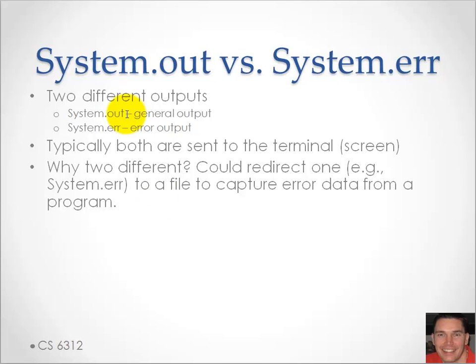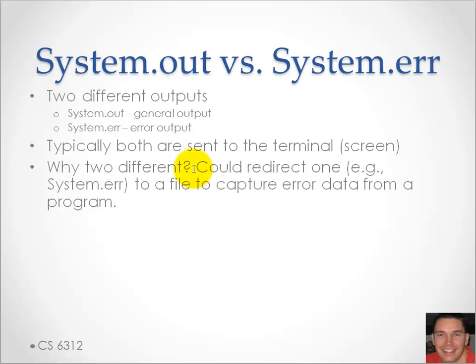The last thing that I want to mention here is that there are two different types of output. We've been using System.out a lot, and that's just for general output. There's also something called System.err for error output. Typically, they're both sent out to the console, or what we call the terminal screen, but sometimes we may want to send out just our standard output to System.out and then any error or exception output to System.err.